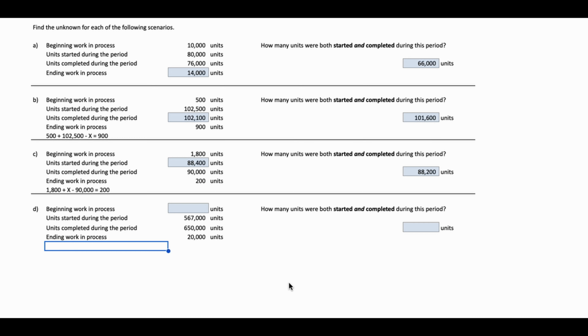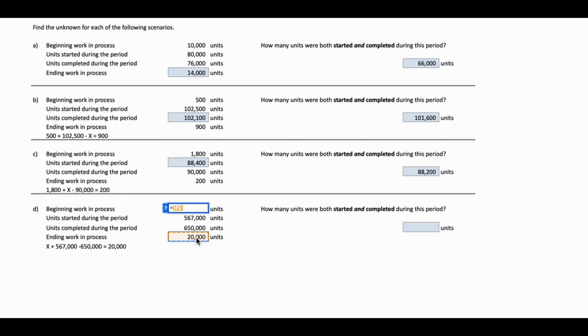Again, this should feel like old hat to you guys now. I'm going to write out the algebra one more time. So I don't know my beginning work in process. We're going to recognize that with an x, plus our 567,000 units that were started this month, minus our 650,000 units that were completed, equals our ending work in process of 20,000 units.